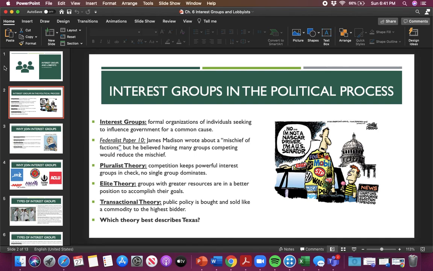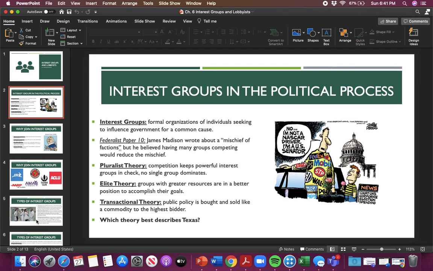Transactional theory is the idea that public policy, law, things like that can be bought and sold like a commodity to the highest bidder. Essentially, for our elected officials to create a bill or a policy, there has to be something in it for them, and those with greater resources can essentially persuade them to enact legislation favorable to them.